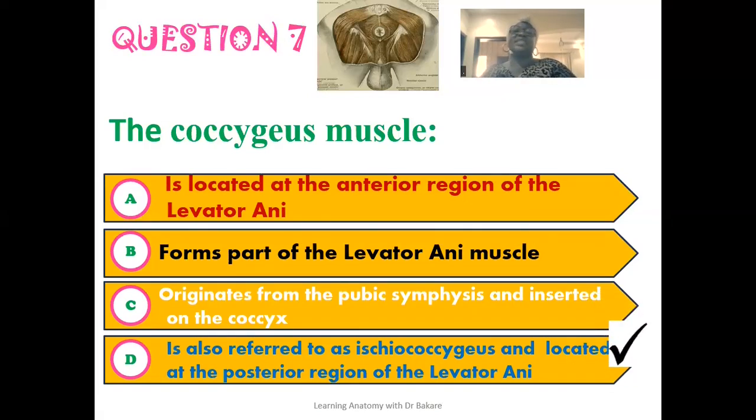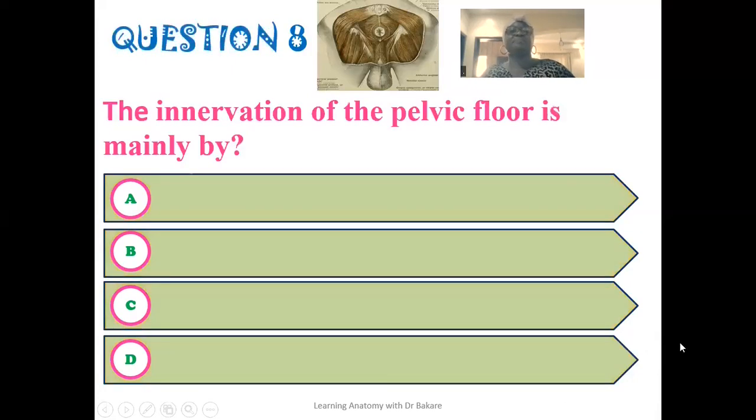The correct option here is that the coccygeus muscle can also be referred to as the ischiococcygeus muscle, and it is seen to be located at the posterior region of the levator ani muscle. This represents the true characteristics of the coccygeus muscle. Remember, we said that this coccygeus muscle and the levator ani muscle are what structurally form the pelvic floor or the pelvic diaphragm. So this is the most correct option here as it relates to the coccygeus muscle.